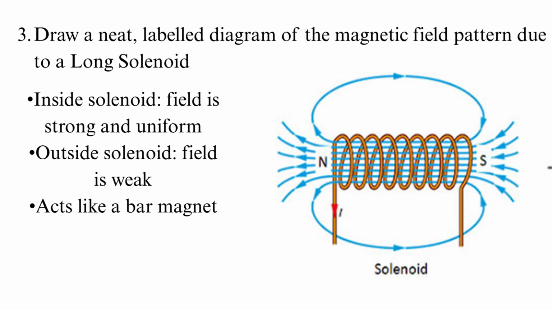A solenoid is a long coil of many circular turns of wire. Draw many loops together to form a long solenoid. Magnetic field lines inside the solenoid are straight, parallel, and closely spaced. Important points on screen. Inside field is strong and uniform. Outside field is weak. Solenoid acts like a bar magnet.